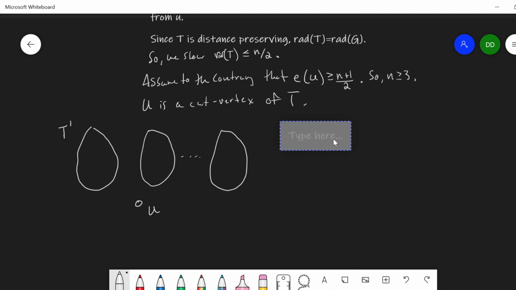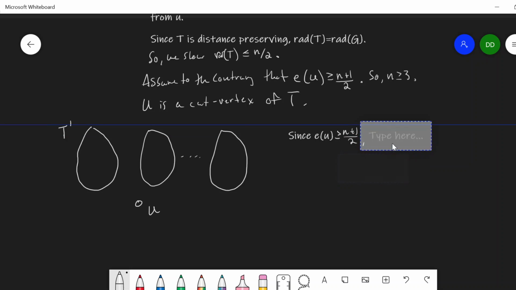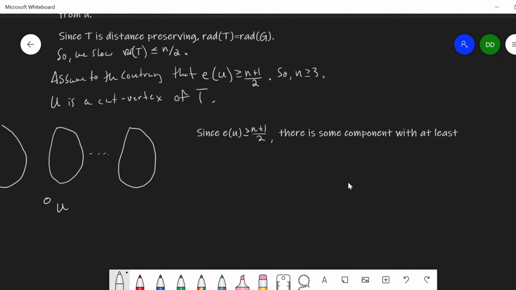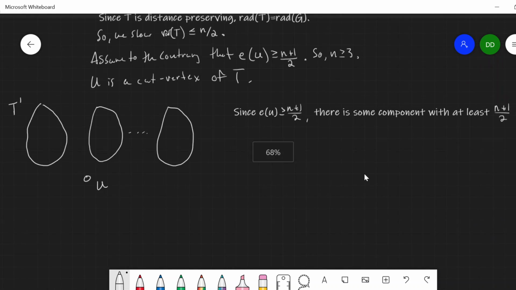So let me make a note of that over here. Since the eccentricity of U is greater than or equal to (n plus 1) over 2, there is some component with at least (n plus 1) over 2 vertices. And remember, it's a connected component, hence it's a tree.